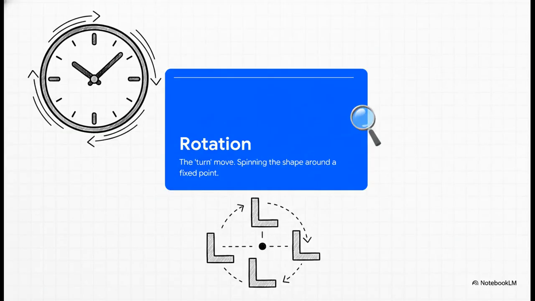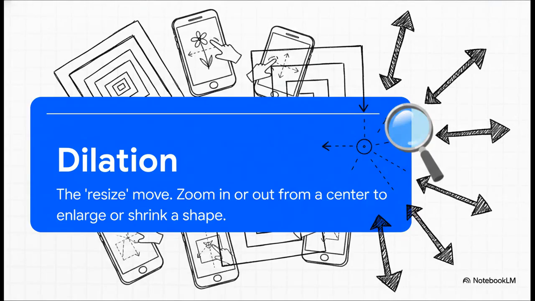Then there's rotation. Super intuitive, right? It's the turn move. Picture the hands of a clock spinning around that center point. The whole shape just pivots around a single fixed point. Simple as that. And last but not least, we have dilation. You literally do this 100 times a day on your phone. It's the resize move. When you pinch to zoom in or zoom out on a picture, you are dilating it. You're making it bigger or smaller from a center point.